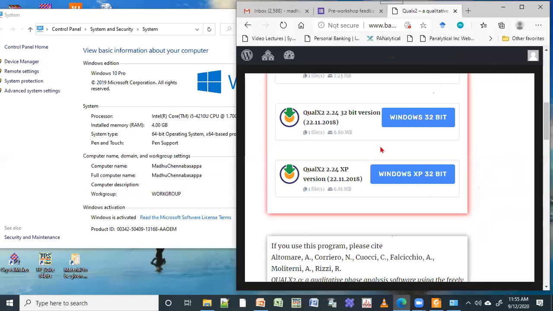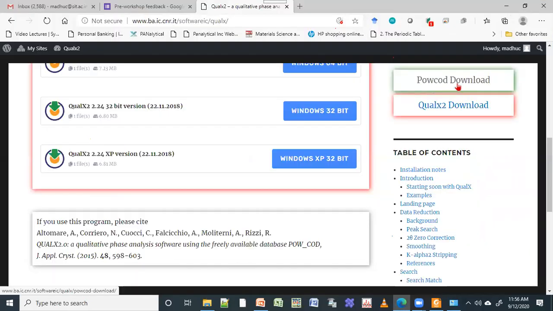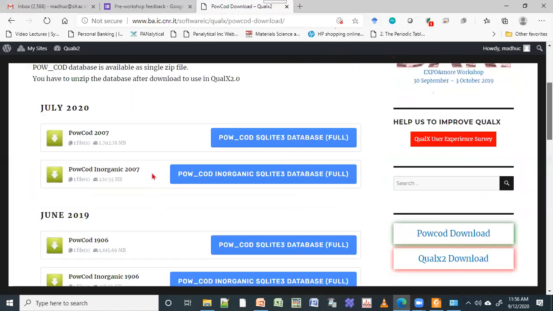If possible, you can install it, and also download the POWCOD. Okay, so if you click here, again there are two things. One is inorganic, and then there is the other one. So right now for practice, you just download inorganic. The reason is it is smaller in size. Okay, so it is around 220 MB. But if you go for this complete, then it will be around 1.7 GB. Okay, so it will be too much. So it will take a long time. So for time being, you can download this inorganic thing.